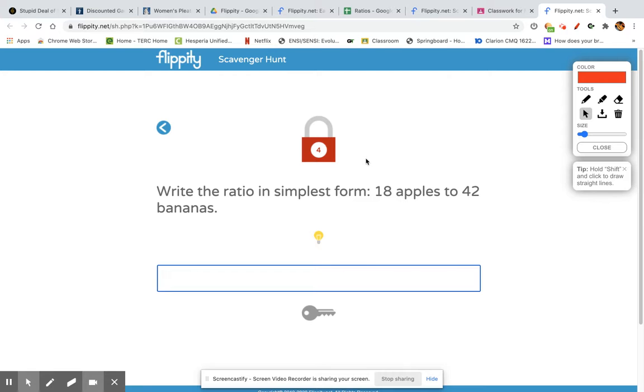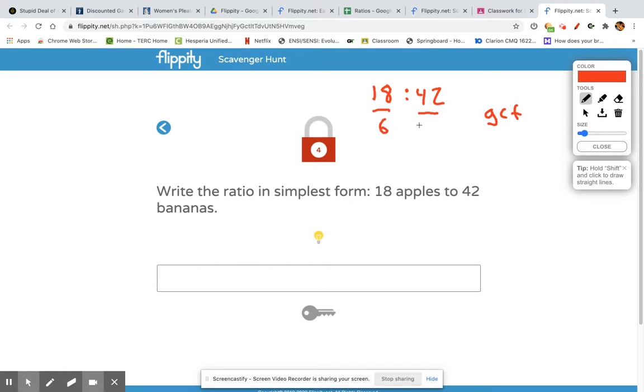So number 4, write the ratio in simplest form, 18 apples to 42 bananas. So this is what we've been doing the last few days. This is our third assignment like this. So we have 18 to 42. All right, so what we need to do is we need to find the greatest common factor. So a number that goes into both 18 and 42, which is, I think, 6.